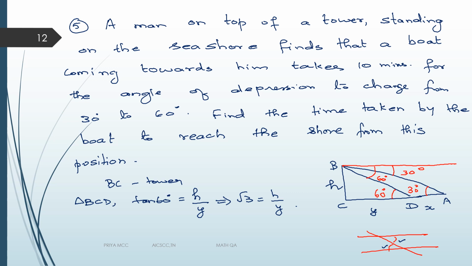Okay. Then what about your other triangle? Let me go to the next slide. Just write the tan alone here. From triangle ABC, tan 30 is equal to H by X plus Y. What is tan 30? 1 by root 3 is equal to H by X plus Y. Okay, so I have the two equations in place. So what are the two equations? Y is equal to H by root 3 and X plus Y is equal to root 3H.